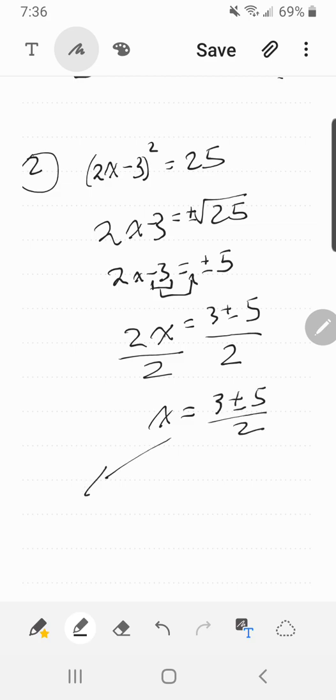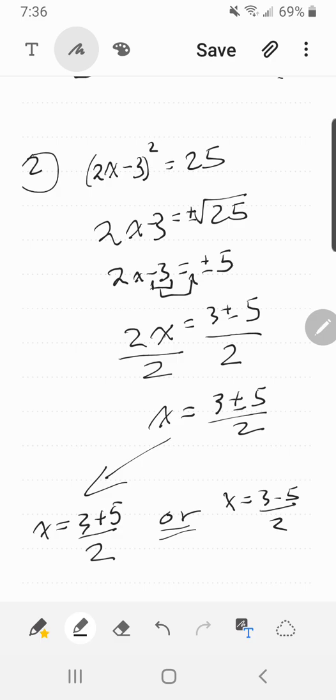Now this problem does split into two parts like we said. So x is equal to 3 plus 5 over 2, or x is equal to 3 minus 5 over 2, which this one here on the right side gives us negative 2 over 2, which is negative 1. Or on the left side here we have x is equal to 8 divided by 2, which is 4. And we're done.